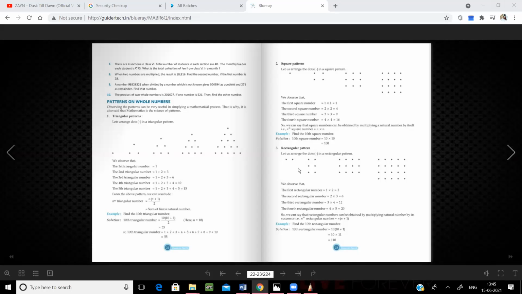So 2 dots are there for the rectangular pattern, 1 dot for the square pattern, 1 dot for the triangular pattern. Just remember this basic figure. I will make you understand why this kind of numbers and where these kind of numbers are mostly used. Okay, Srijita, any more confusion you are having?